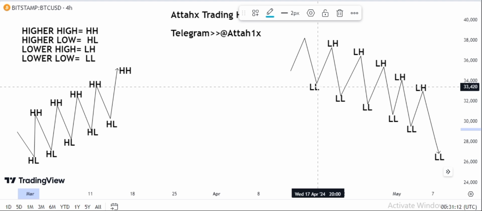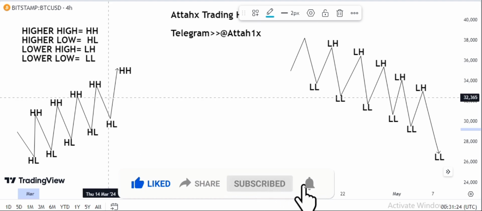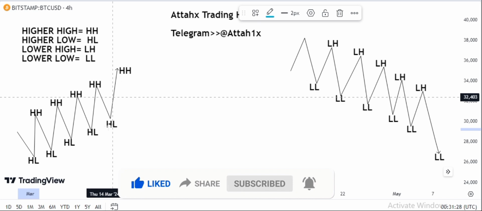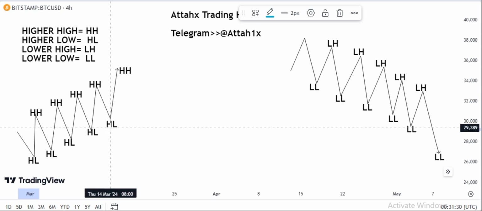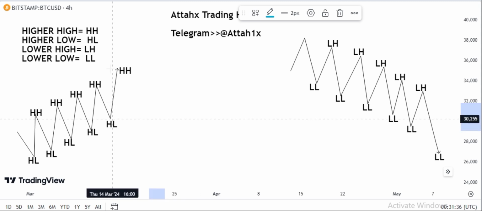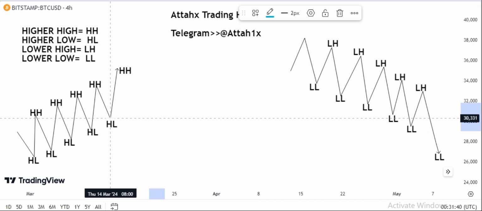So to identify if you're in an uptrend or a downtrend, you have to know if the price of the market is creating lower highs and lower lows, or higher highs and higher lows. So when the market creates higher highs and higher lows, that's to tell you that the market is currently in an uptrend. This is your higher high, this is your higher high, this is your higher low.